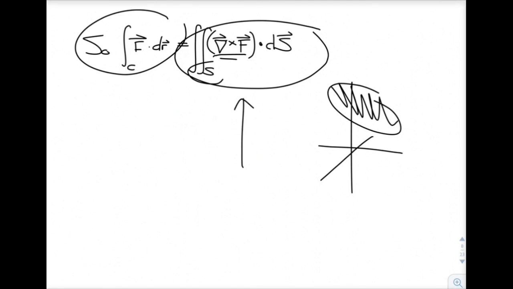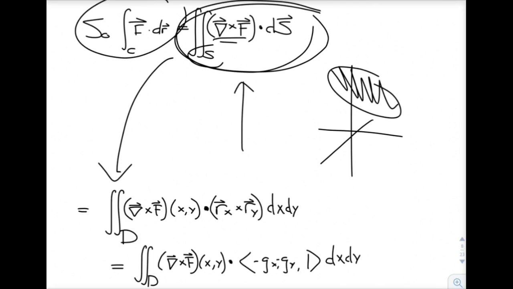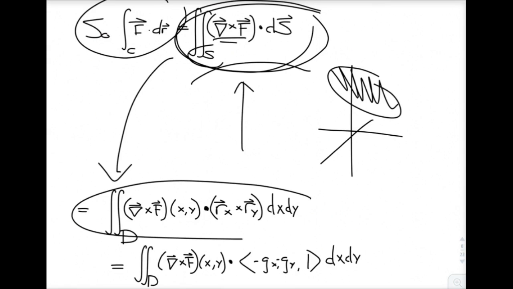So what are the ingredients we need for this? Well, we have to remember how we calculate this thing right over here. And this is calculated by parameterization as well. Let me remind you that the calculation of the right-hand side is found again by parameterization. This time, of course, we are parameterizing the surface S.